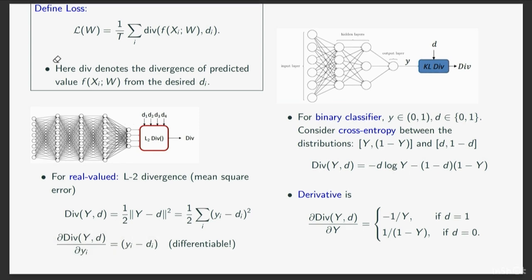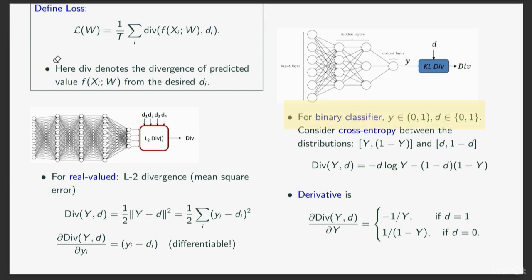Because y is a vector, the loss is a number, but it depends on yi, and y is a vector. It depends on how big the vector is. So I'm taking the derivative with respect to yi, the ith component of y. So this is differentiable.